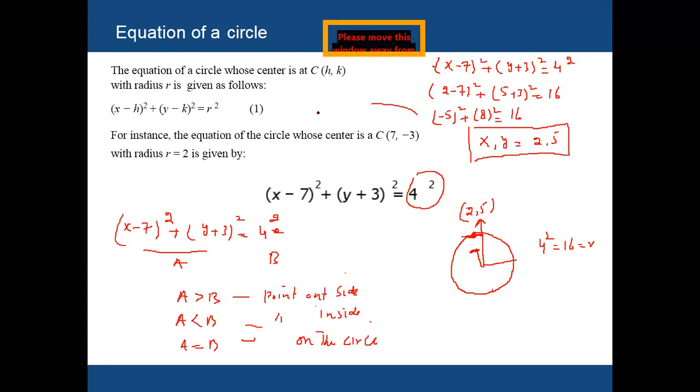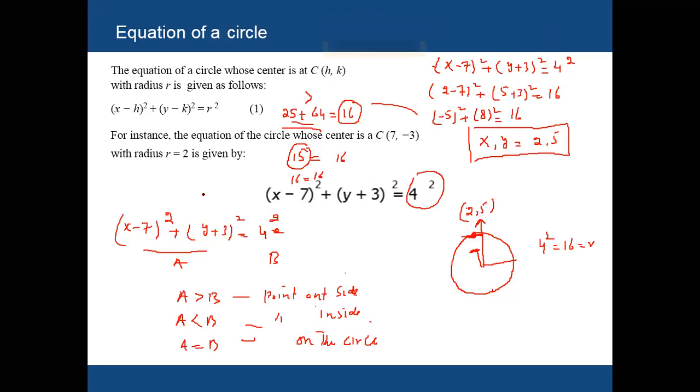Minus 5 square is 25 plus 8 square is 64, equal to 16? So you can see this side is greater than 16, not equal to 16. So this means that these points are outside the circumference of a circle. Outside, the 89 is correct. Clear, guys? Let's suppose in this equation, this one is equal to 15. So one side is 15, the second side is 16. So this means that these points lie inside the circle. If both are equal, 16 equal to 16, it means that these points lie on the circumference of a circle. Okay, clear, guys?